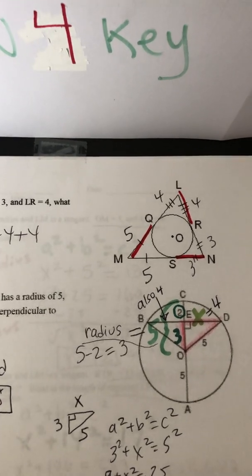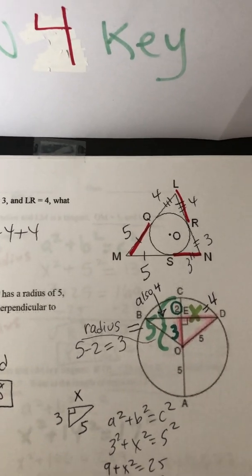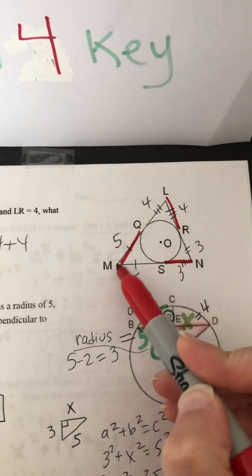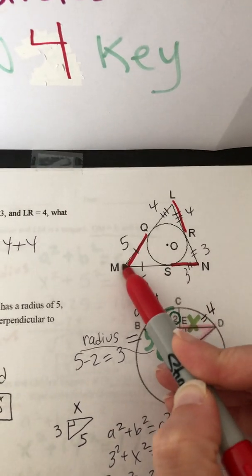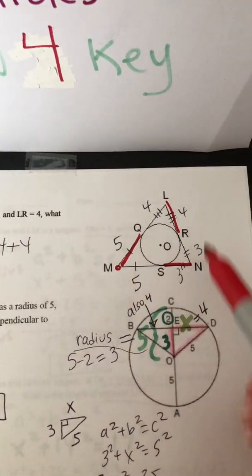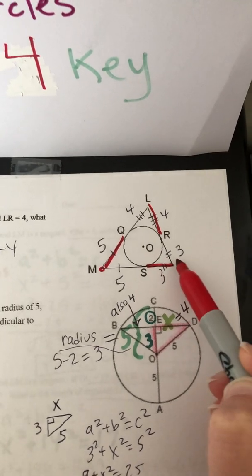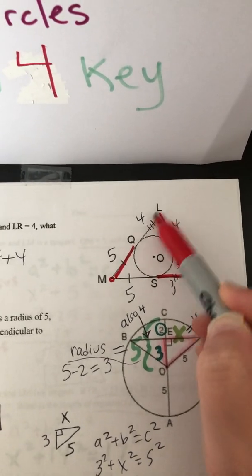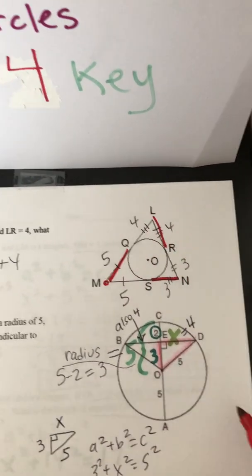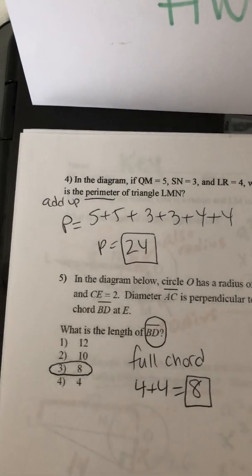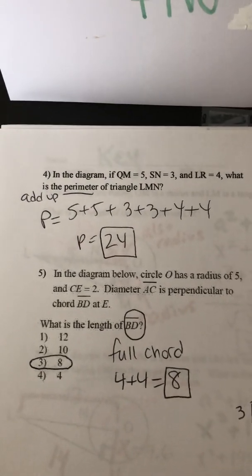But if you know the idea that when the tangents meet, those lengths are the same, QM meets MS at M. Those two are the same length. SN, RN, same length, both 3. LR, LQ, they meet at L, same length, they're both 4. And then perimeter is just add up the sides, you get 24.